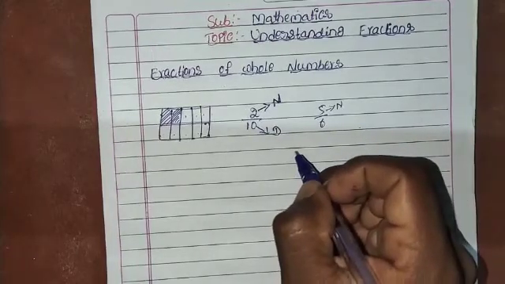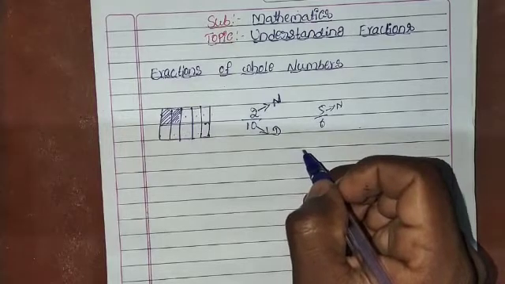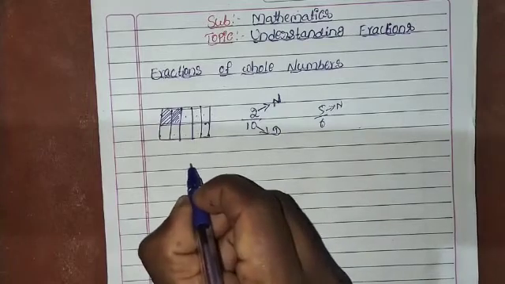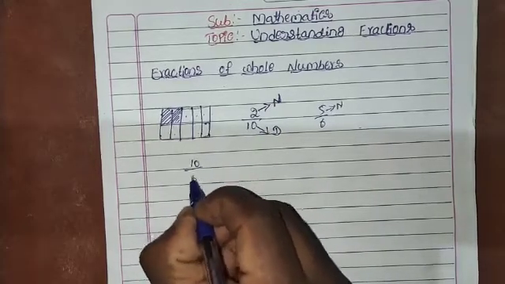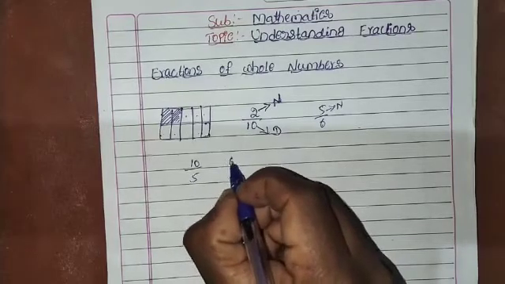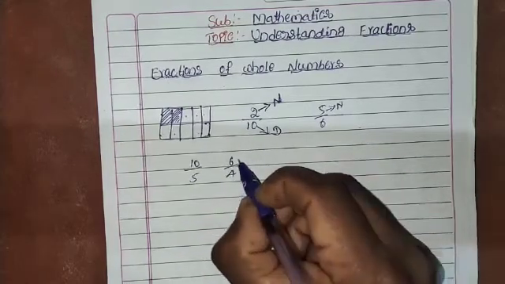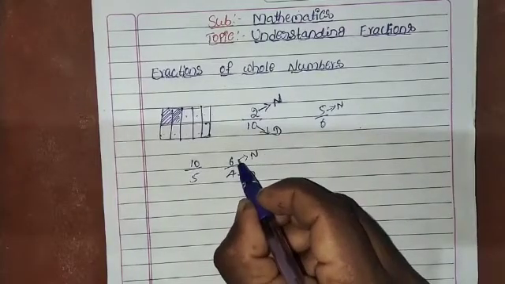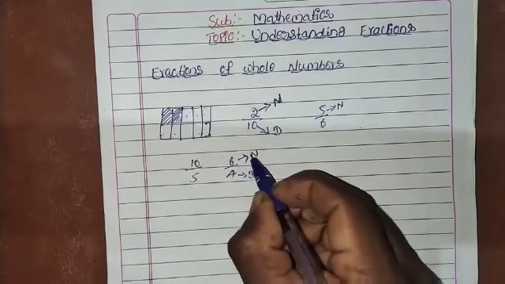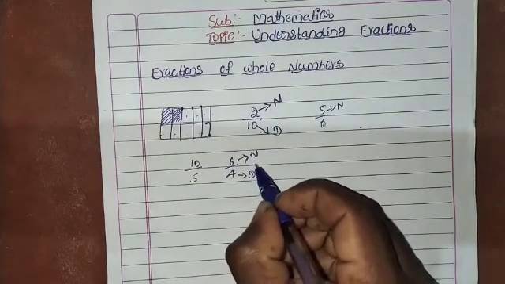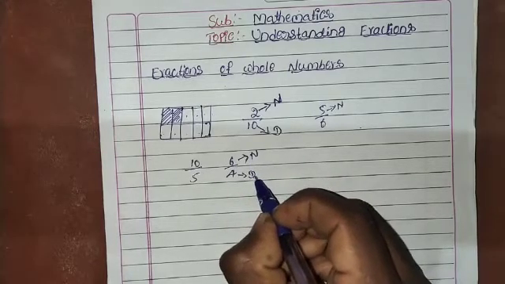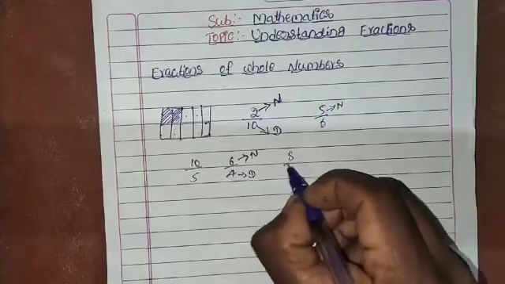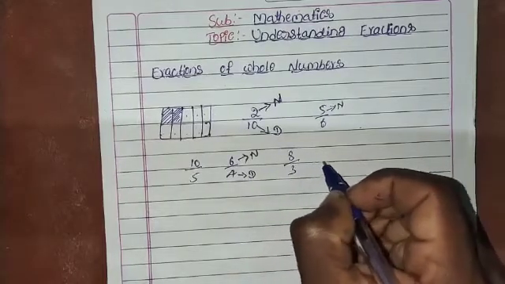Next, improper fraction. What do you mean by improper fraction? Here the numerator is greater than the denominator. For example, 10 by 5, or 6 by 4. Here 6 is the numerator and 4 is the denominator. Which is greater? The numerator is greater than the denominator. Such fractions we call improper fractions. For example, 8 by 3. These are all improper fractions.